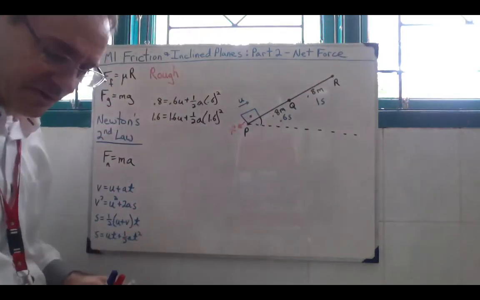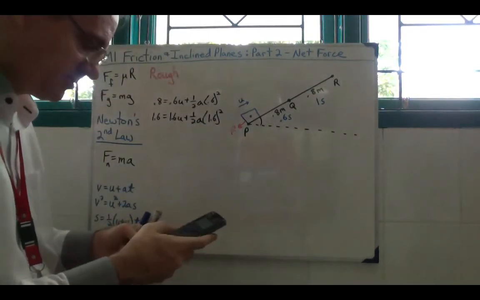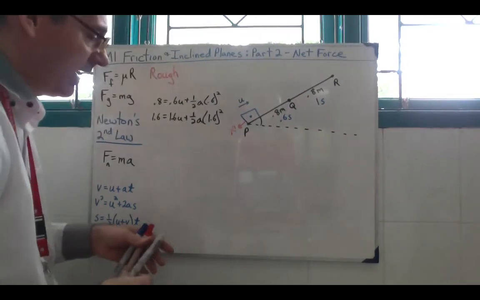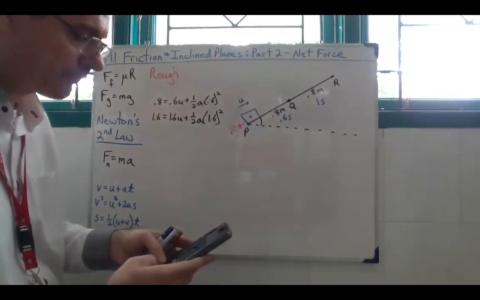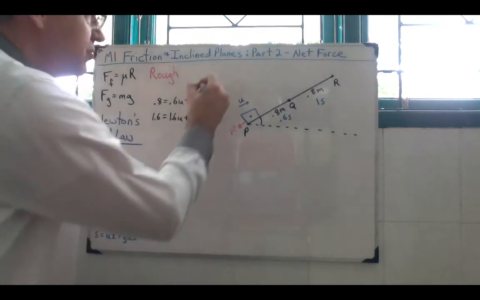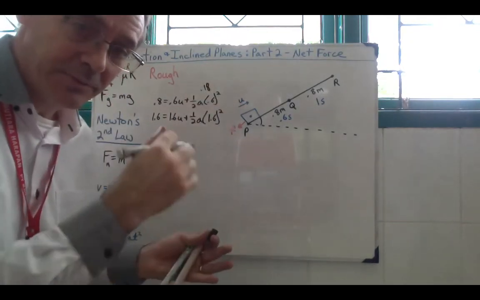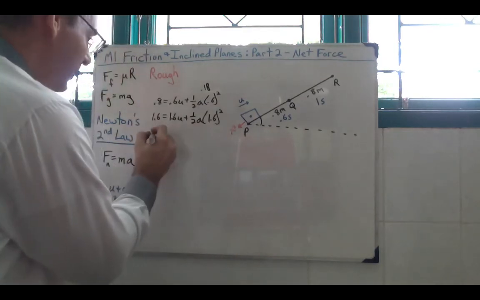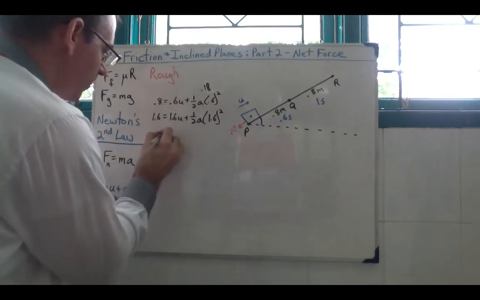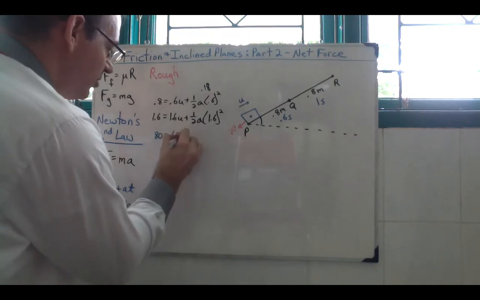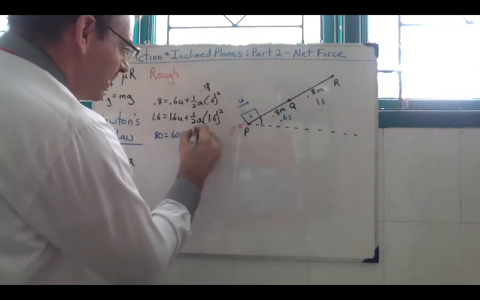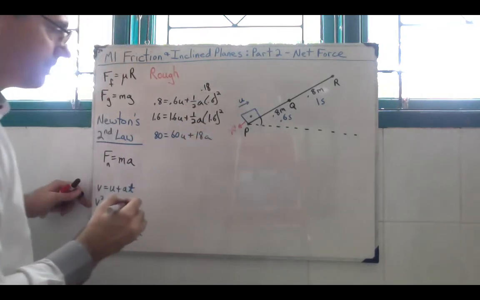Now we need to clean this up a little bit. So our 0.6 squared is 0.36, and 0.36 divided by 2 is 0.18. It has 2 decimals to it. I don't like to work with decimals, so I'm going to move the decimals over twice. So that means this becomes 80 equals 60u, and then plus, moving over twice, 18a.